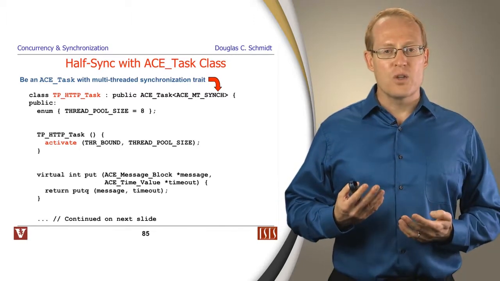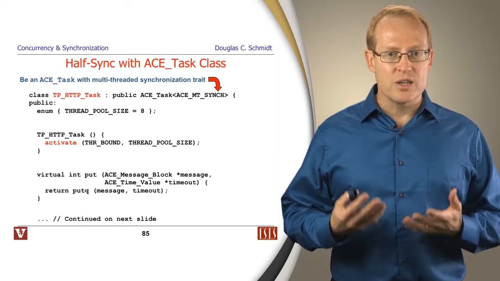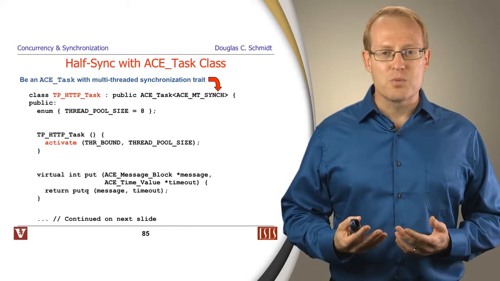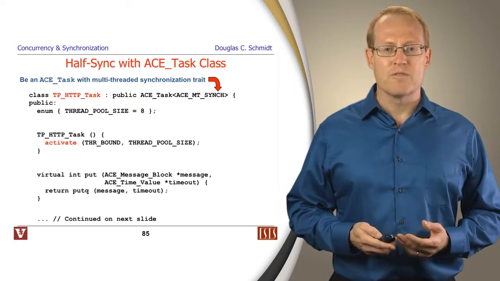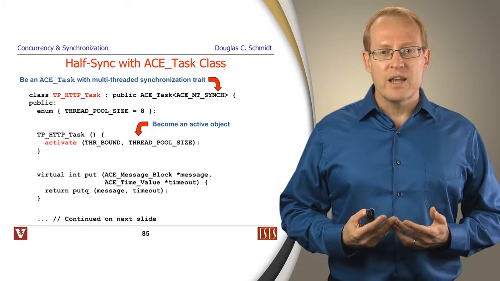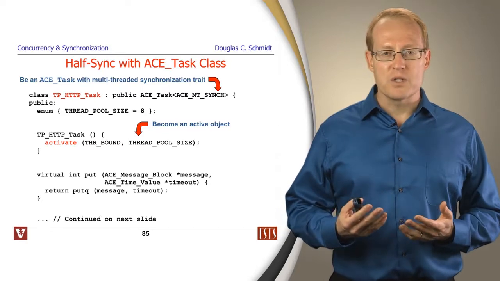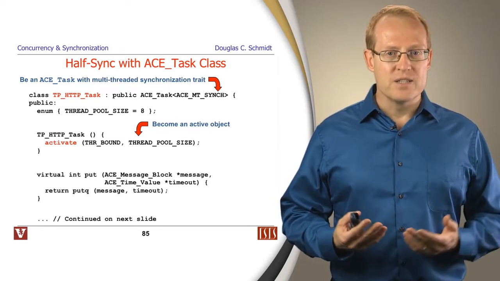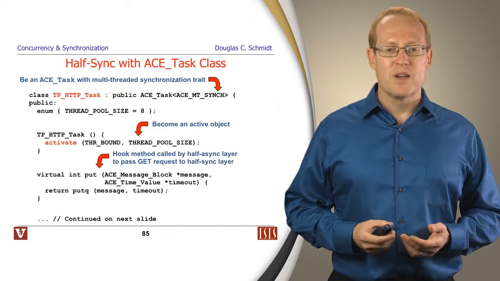And these traits are used to indicate that it wants to use the multi-threaded synchronization capabilities, which essentially means we're going to have a synchronized request queue. And we'll talk a bit more about that as we go further along. We then go ahead in the constructor of this object and activate it to become an active object. And as you can see here, we're going to spawn 8 threads, and these threads will run in a pool in the background, and we'll look more at that in just a moment.